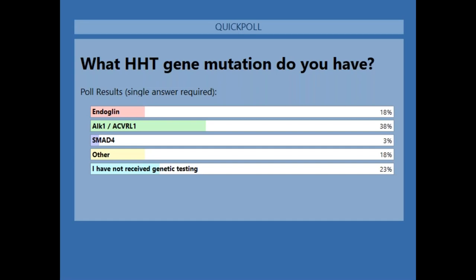All right, so not surprising to people who may know a little bit about the connection, we have more ALK1 patients, and the incidence is higher in that group. And from a genetic testing standpoint, we can add this to our questions maybe at the end. But it looks like 23% have not been genetically tested, so we can talk about the relevance of that.